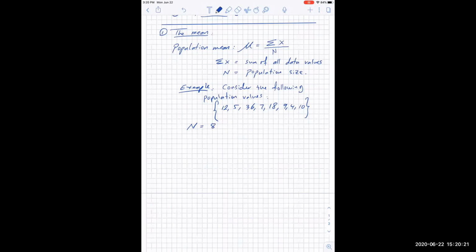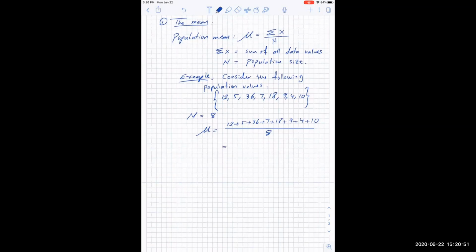And we want to find the population mean. So we're going to add all the data values we have. 12 plus 5 plus 36, 7, 18, 9, 4, and 10. The sum of all these values, and then I divide by the number of values I have, which is the population size, divided by 8. That gives me 101 over 8, which is 12.625.